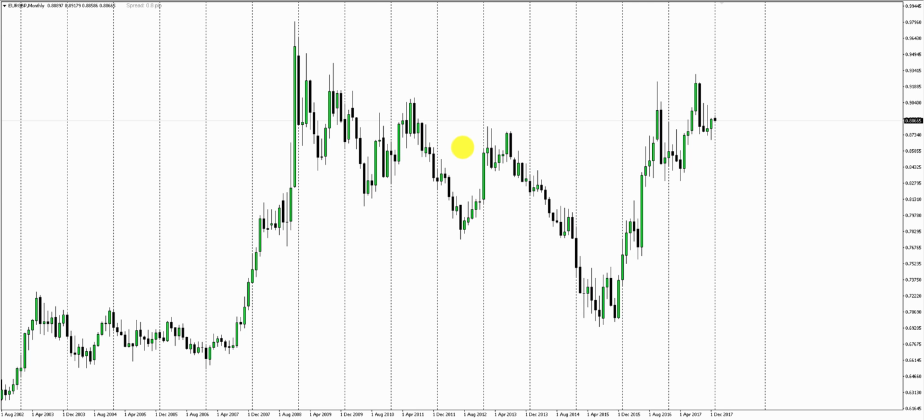With Euro GBP, this is a monthly of the Euro GBP. This is very messy, to be honest.